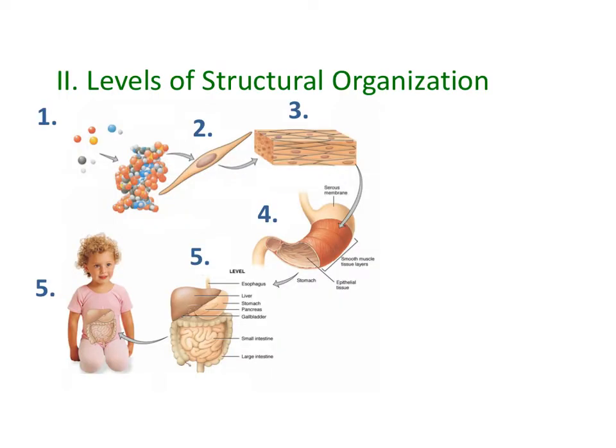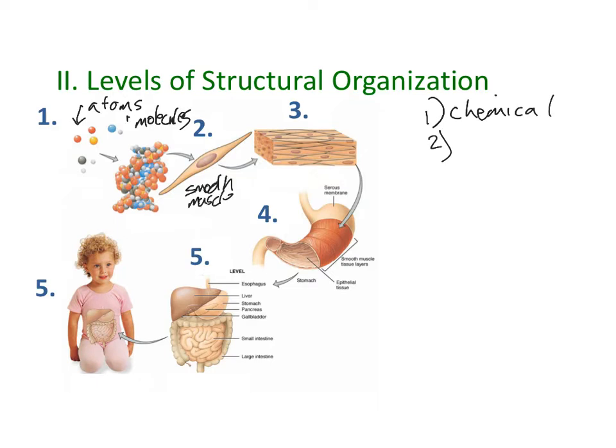So the next part of today's lecture is going to be talking about the levels of structural organization. We start out with the simplest level, which is chemical. This includes atoms, which you can see here, and molecules. The second level is the cellular level, so we take these atoms and molecules together and make them into the simplest unit of life. In this example, this is a smooth muscle cell.